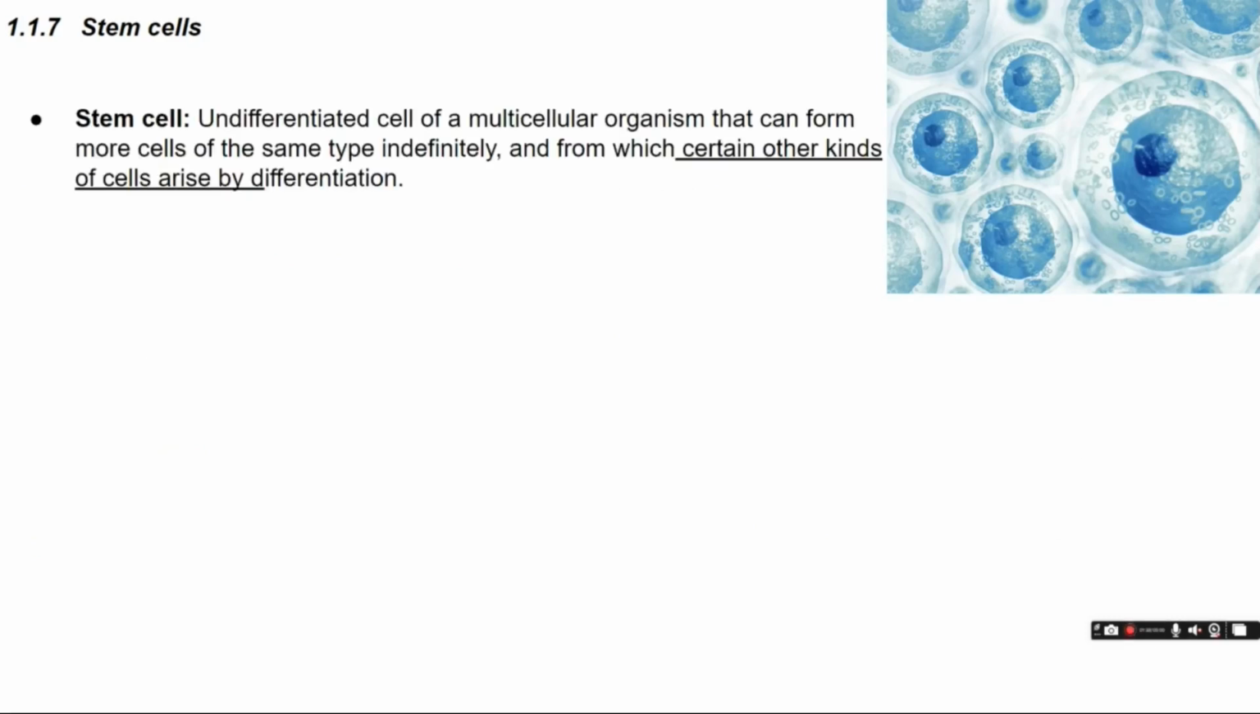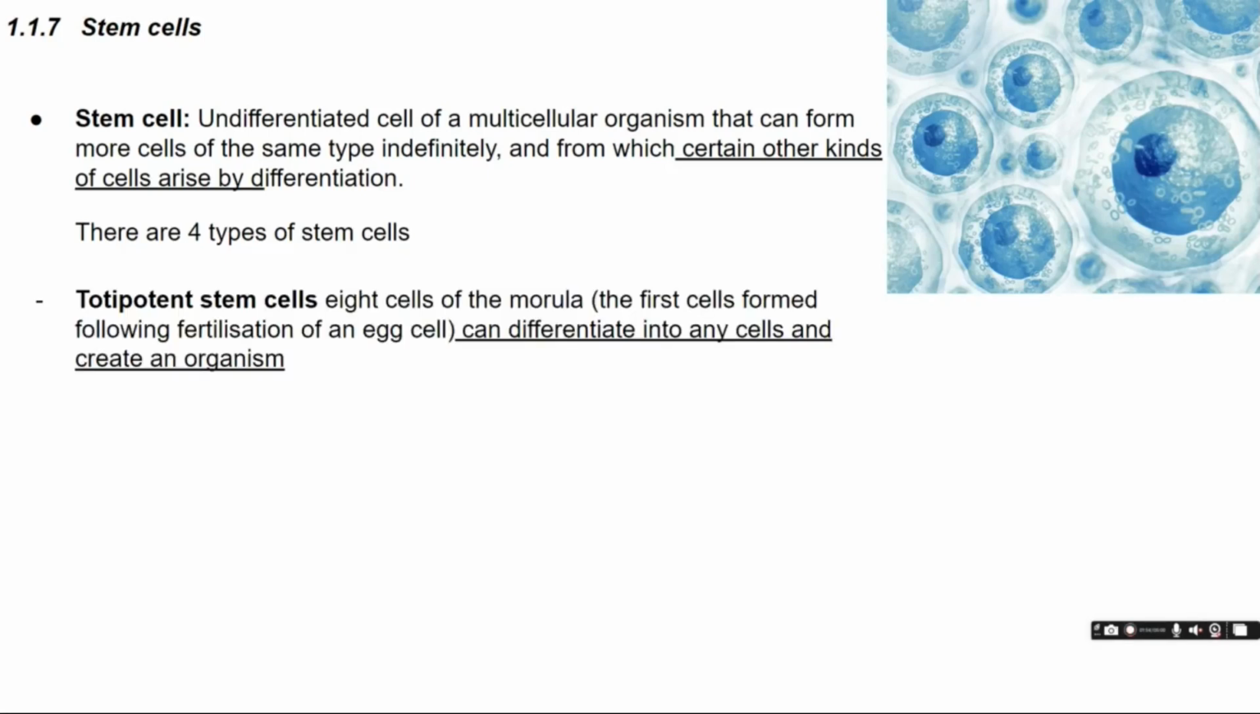differentiate and specialize. So we have stem cells, which we established before, are undifferentiated or unspecialized cells, and they can arise and create different types of cells. So we have four types of stem cells.